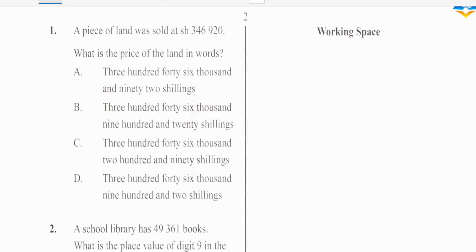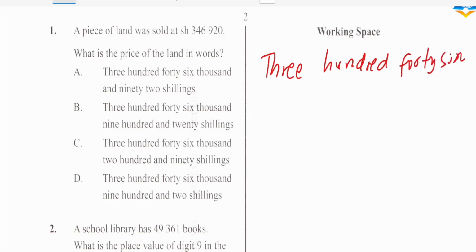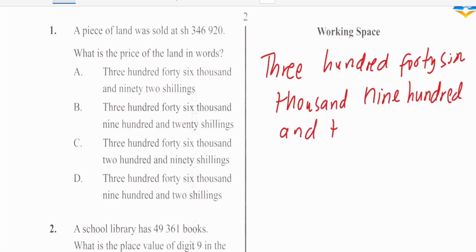Now for the first question, you've been told that a piece of land was sold at 346,920. What's the price of the land in words? So obviously I've just said it in words. So this is 346,000, or 346,000 if you wanted to write like that, 46,920.